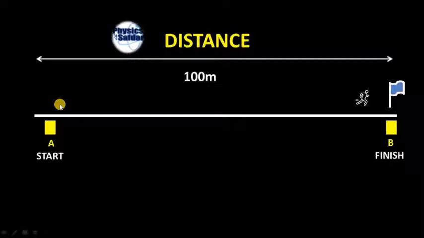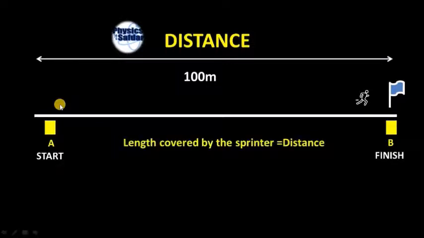To describe the motion of this sprinter, we can write this. Length covered by the sprinter is called its distance traveled. Here it is 100 meter.